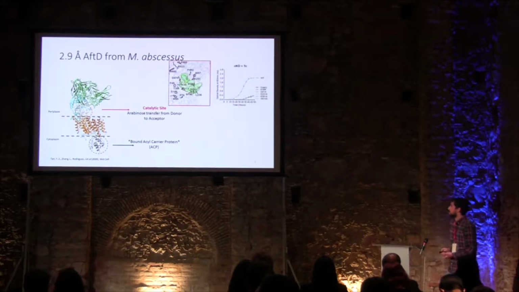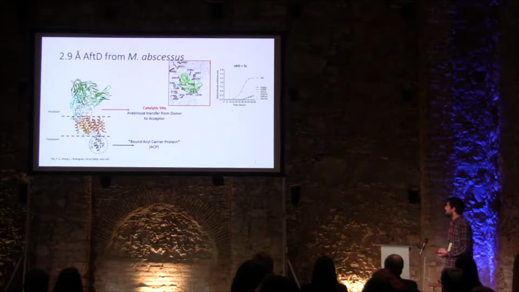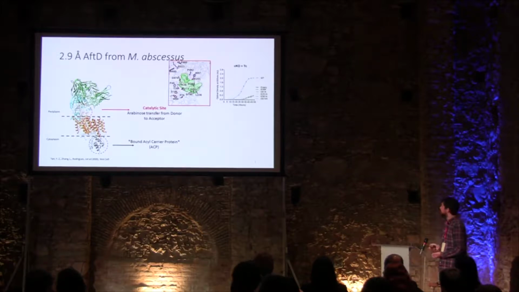As far as the catalytic site, even though this was an apo structure without any substrate bound, by structure comparison and structure conservation with other glycosyl transferases, we identified several amino acids involved in the catalysis. And in fact, when we mutated those residues, it impaired the growth of mycobacteria.